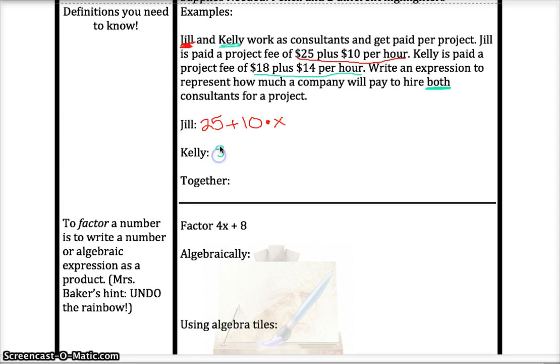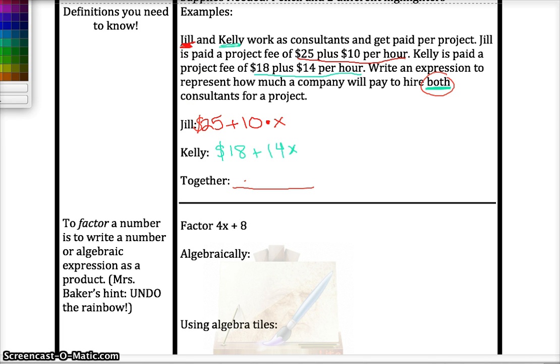So Kelly would get $18 for each project plus $14 an hour. And we don't know how many hours, so we're still using a variable. And then what it's asking, oh, and I forgot my dollar sign here. What it's asking us is how much for them together. How much is it going to cost to have both consultants for a project? So we need to figure out how much it's going to cost for Jill plus the cost of Kelly.